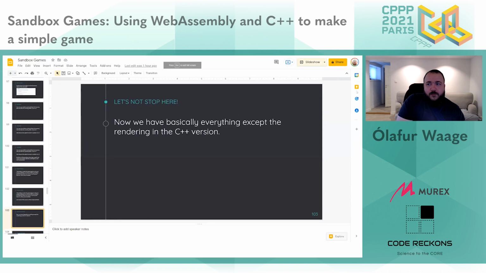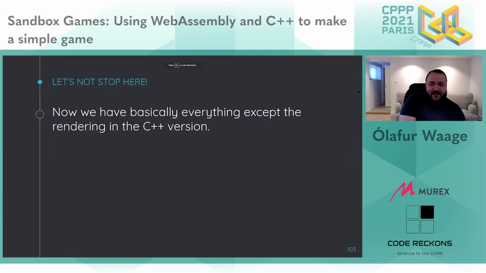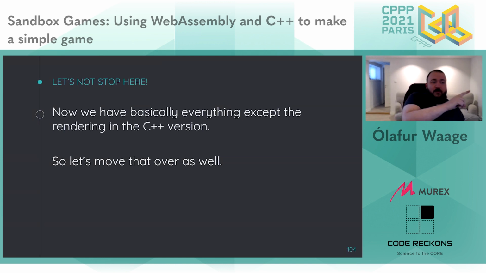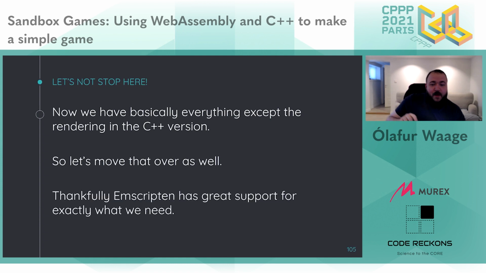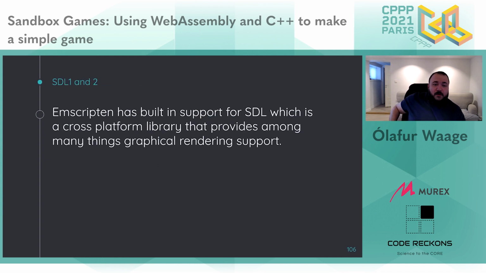So if we go back, this is going well with one hand. Let's move over everything, right? We've done the first step, where we made the game in JavaScript only, then we made the logic in between, and now let's move over everything. Thankfully, Emscripten has great support for what we need right now, because it has built-in support for SDL, which is a cross-platform library that gives you all sorts of neat things. Among those is graphical rendering support.